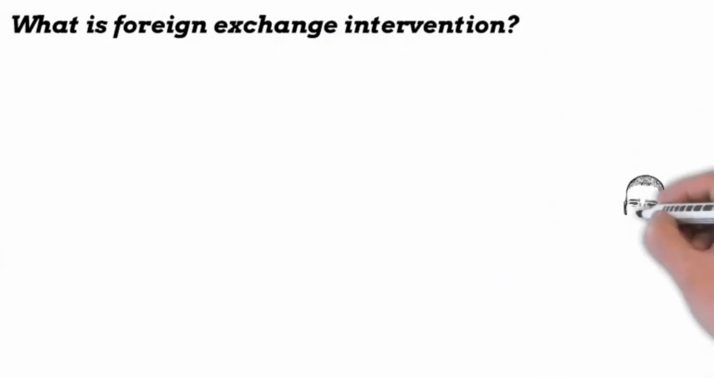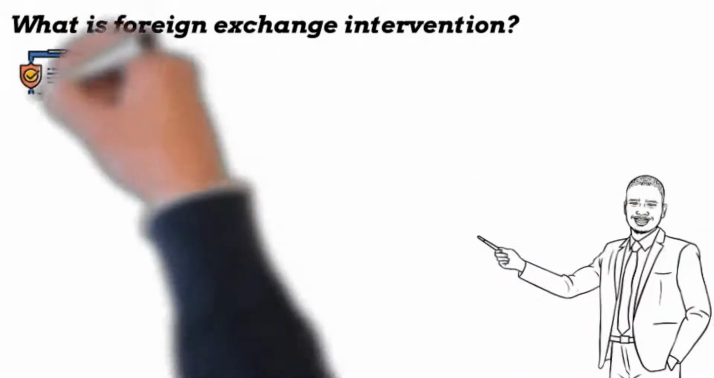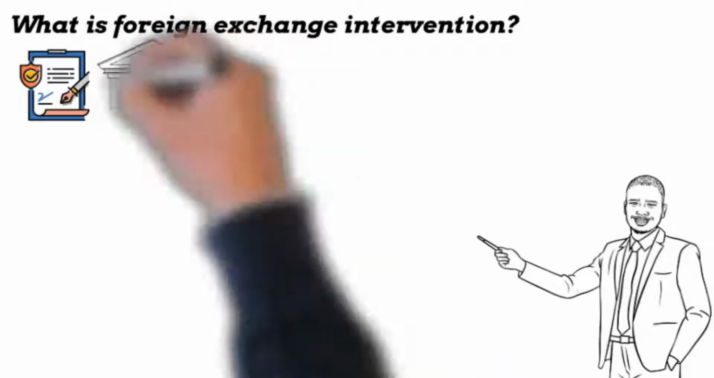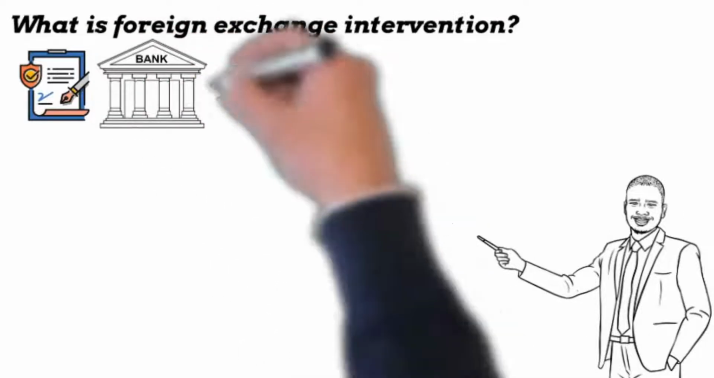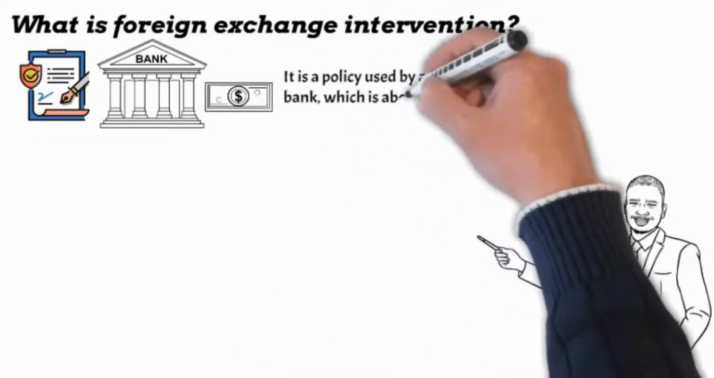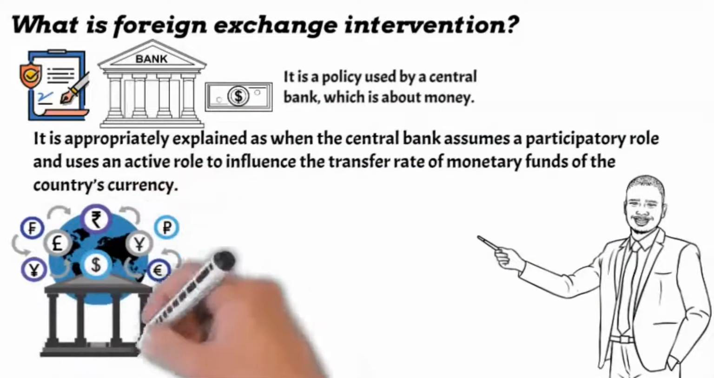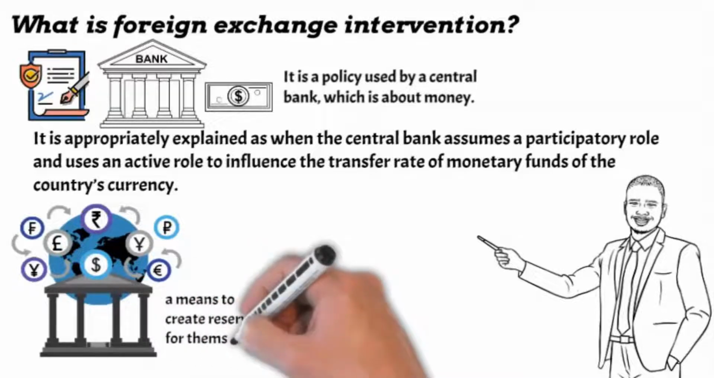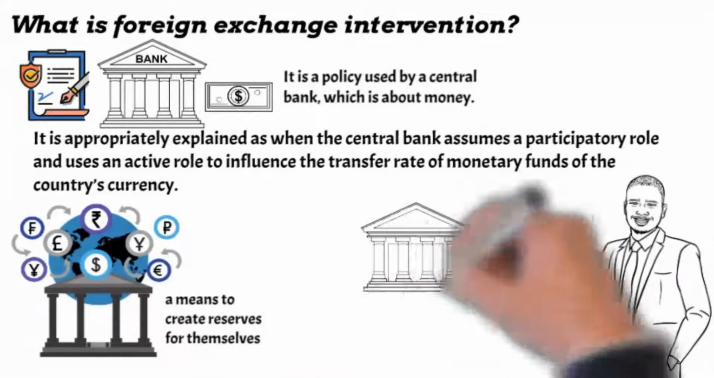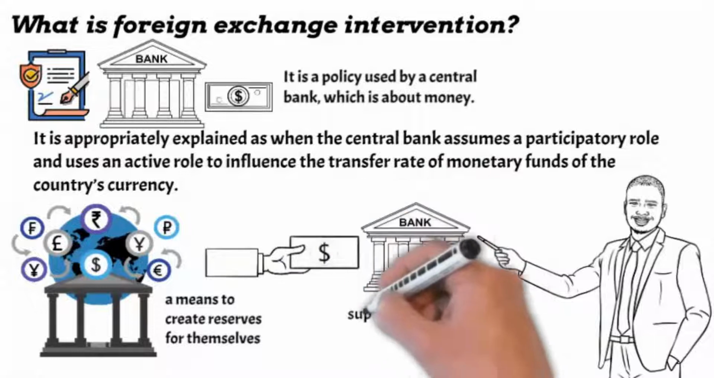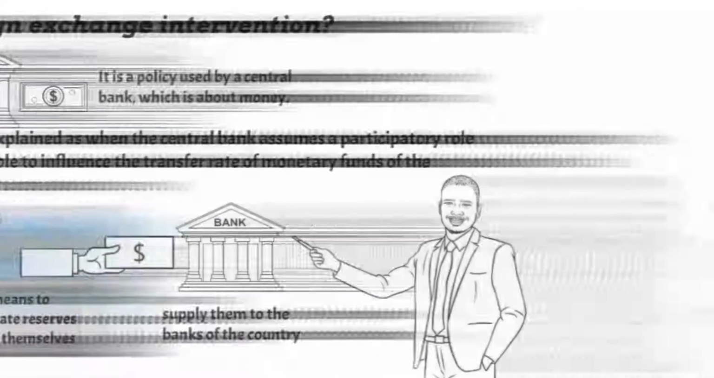What is foreign exchange intervention? It is a policy used by a central bank, which is about money. It is appropriately explained as when the central bank assumes a participatory role and uses an active role to influence the transfer rate of monetary funds of the country's currency. The central bank uses foreign exchange market intervention as a means to create reserves for themselves or supply them to the banks of the country.